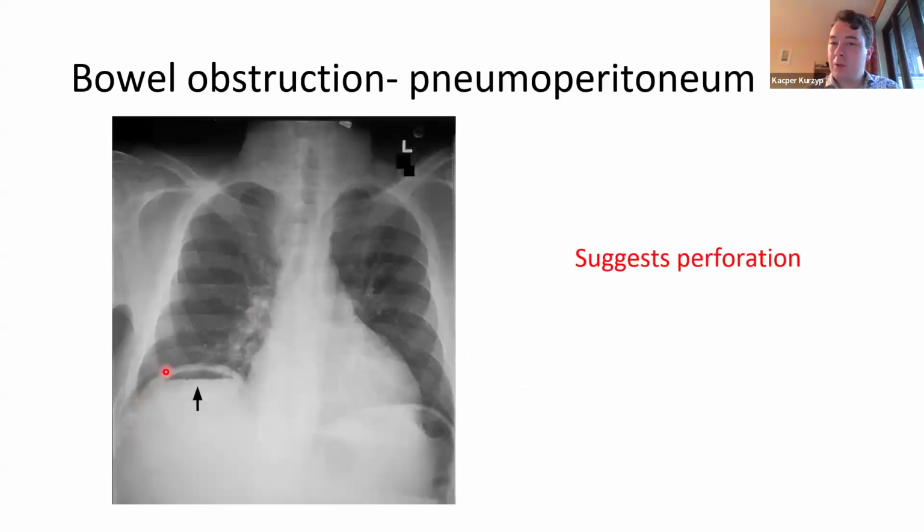Now, you will potentially need to read a chest X-ray in your OSCE. And one of the signs you want to look for, one of the review areas, is under the diaphragm. And if you see air under the diaphragm, this suggests perforation and need for senior input.